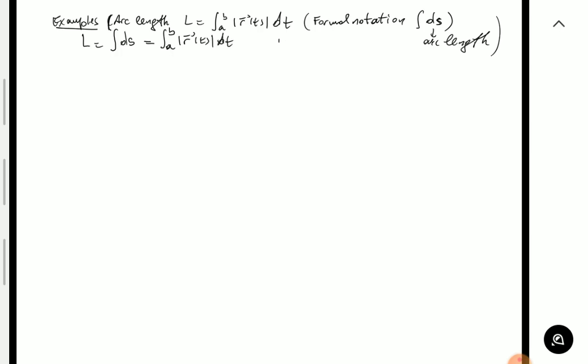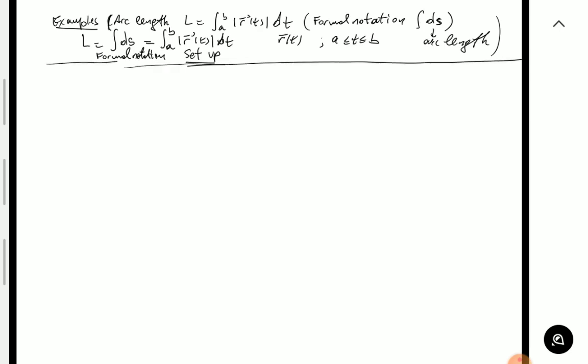In the case when you have, again, a vector function r of t with the domain a and b. And you're going to see this pattern throughout the class, right? So formal notation, and then on the right hand side, setup of that integral, which is of course the important part. But the formal notation is also useful because it's like a general shortcut for the tool at hand. So let's start with a very simple example.